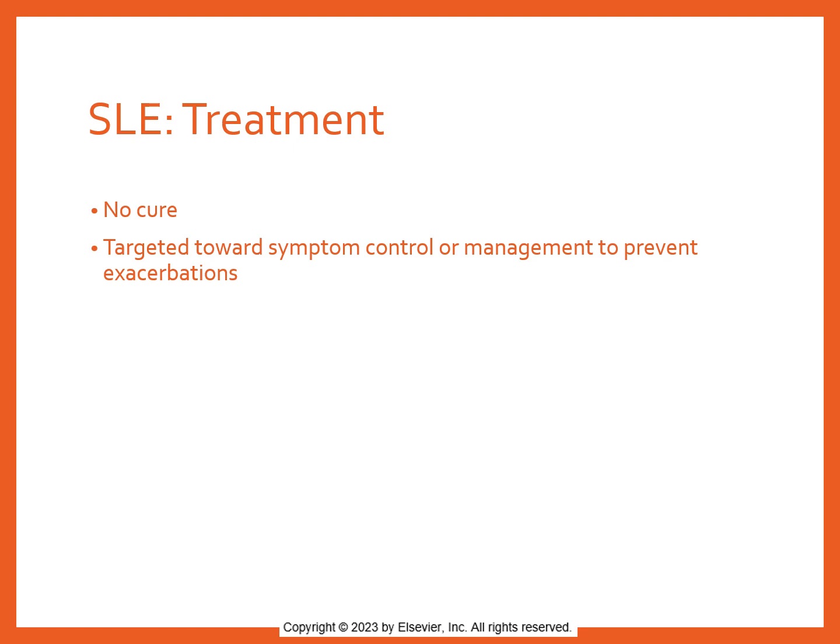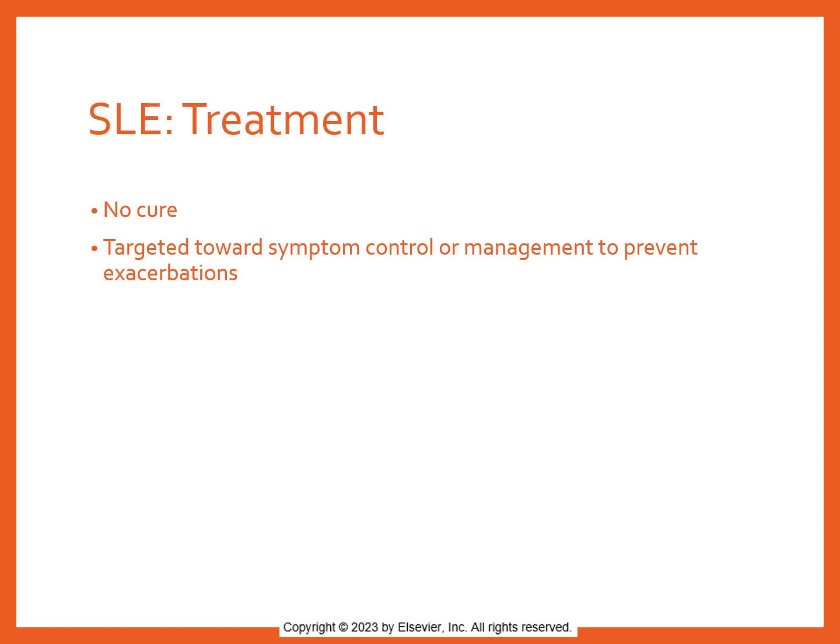There is no cure for SLE. Current treatments are targeted towards symptom control or management to prevent exacerbations, treat flare-ups when they occur, and minimize organ damage and long-term complications. Glucocorticoids, such as prednisone, can be taken to reduce symptoms experienced during major flare-ups. NSAIDs can be used to reduce inflammation and control pain. Immunosuppressant agents are given to suppress the immune system, thereby reducing the risk of a systemic attack.